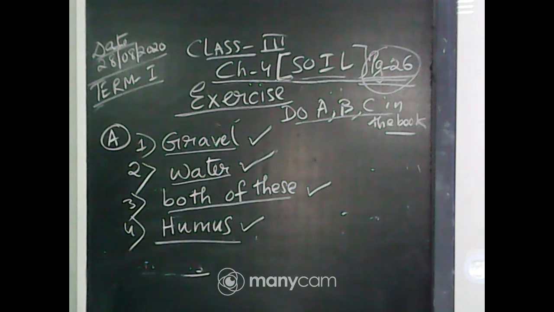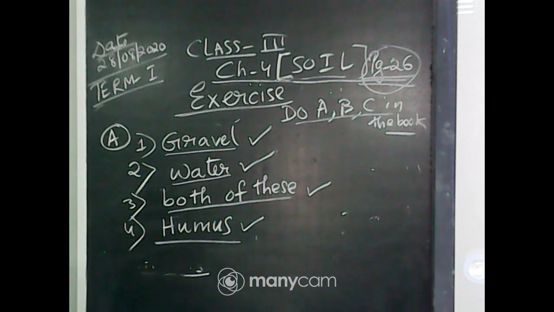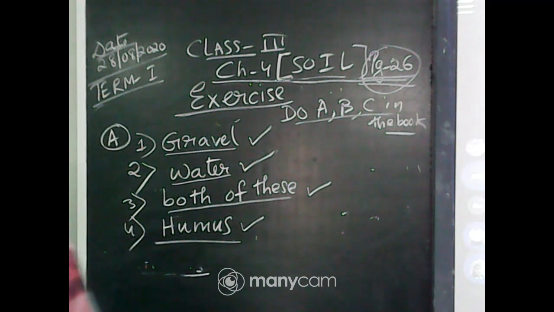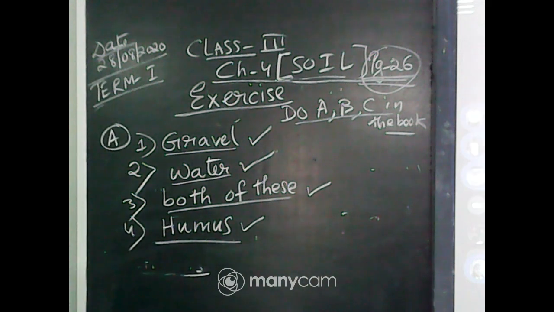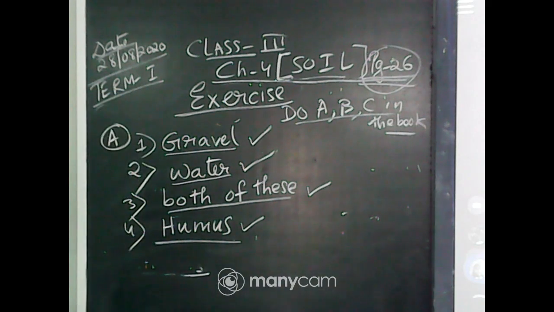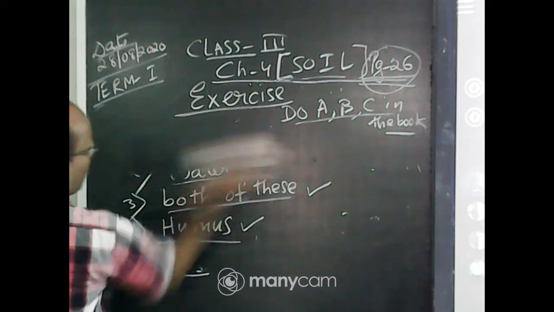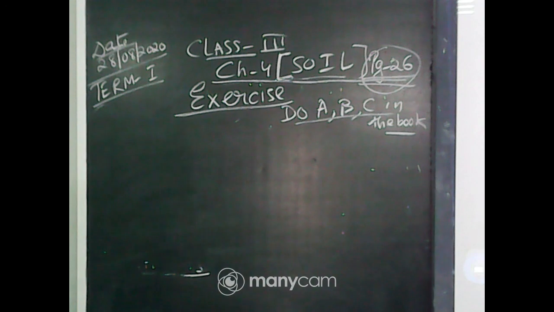So, I will repeat the answer once again. Number 1, which is the heaviest part of the soil? It is gravel. Number 2, soil contains water. Number 3, which of the animals live in soil? It is both of these, means both rat and rabbit live in the soil. Number 4, which of the following makes the soil fertile? It is humus. Okay. Now, I will erase the board now. We will go to number B.